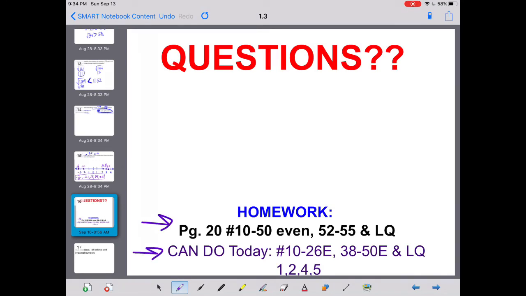But what we talked about today are numbers 10 through 26 even, 38 through 50 even, and then numbers 1, 2, 4, and 5 on your lesson quiz.